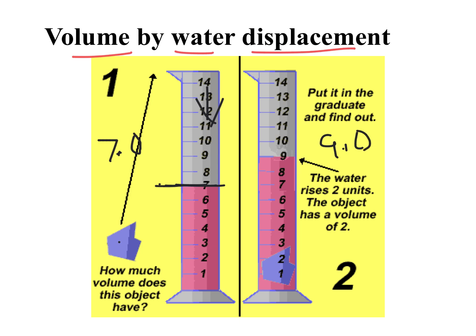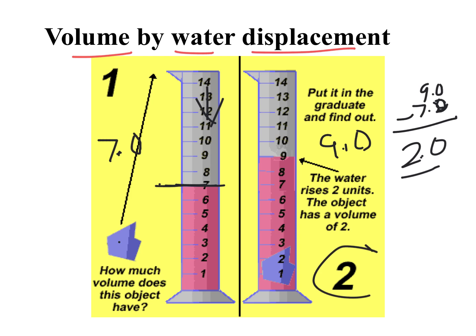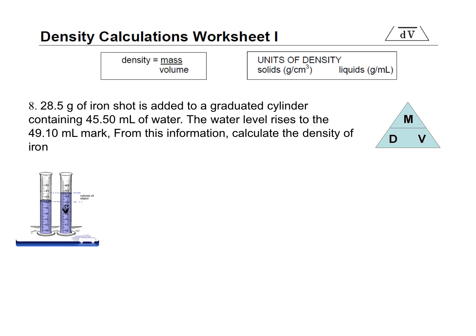And now I'm just going to subtract. I'm going to take my 9.0 and subtract my 7.0. Okay, and that is 2 units of volume there. So this object has a volume of 2 units. It's called water displacement. We're displacing the water to get the volume of the object. That's important, and use that in number 8. So let's look at number 8.